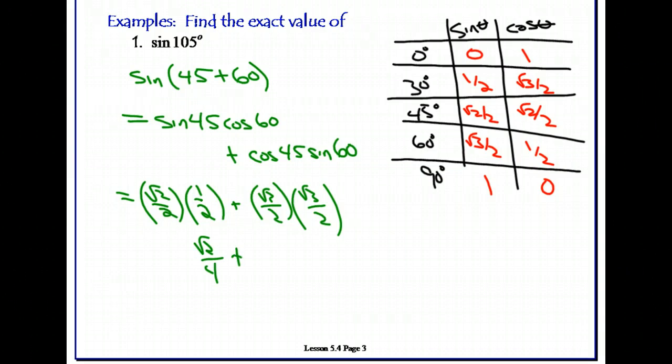Here I get the square root of 6 over 4. The two square roots are different. You can't add those up if they're different. You get square root of 2 plus square root of 6, the whole thing over 4.